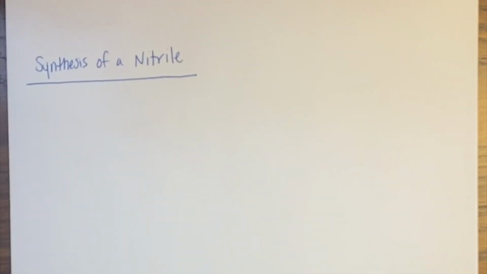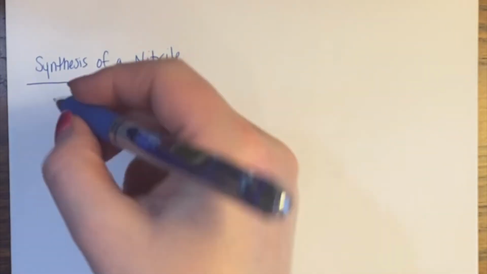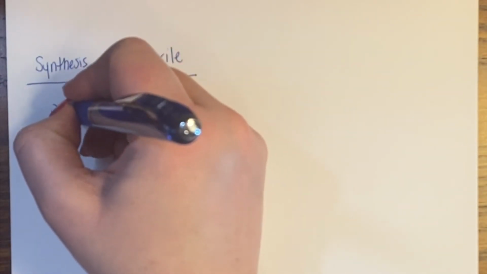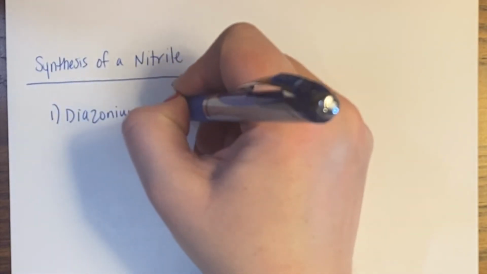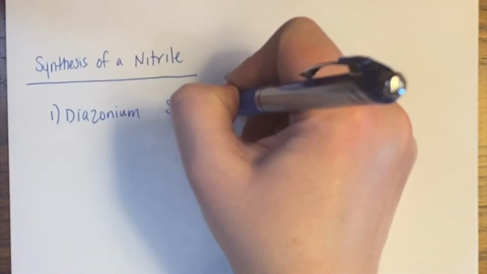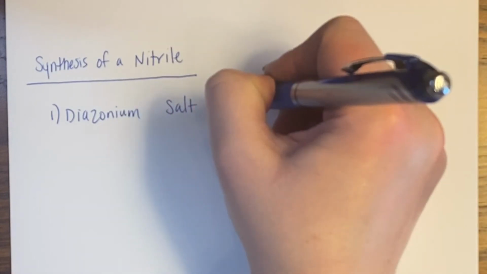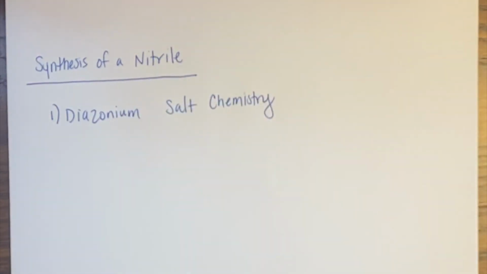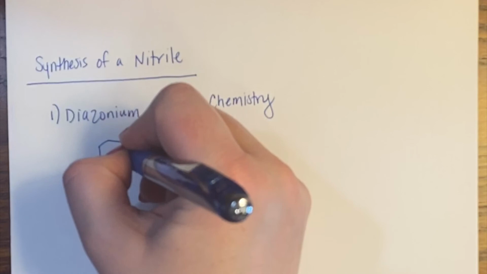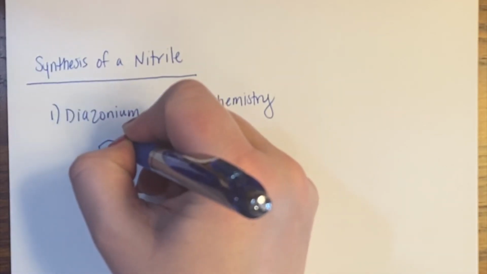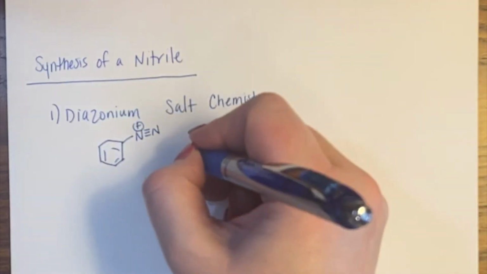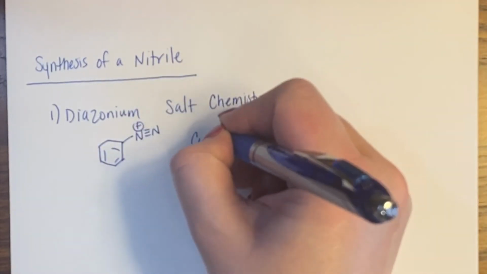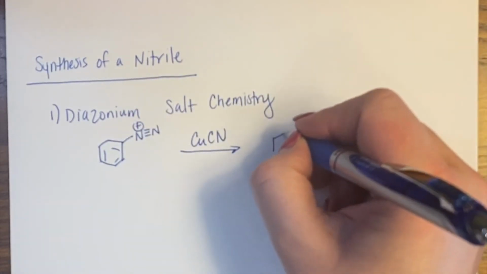There are 3 ways to synthesize a nitrile. The first way is through diazonium salt chemistry. We learned in our unit on electrophilic aromatic substitution that if we have a diazonium salt and we treat this diazonium salt with copper(I) cyanide, we can make a nitrile.